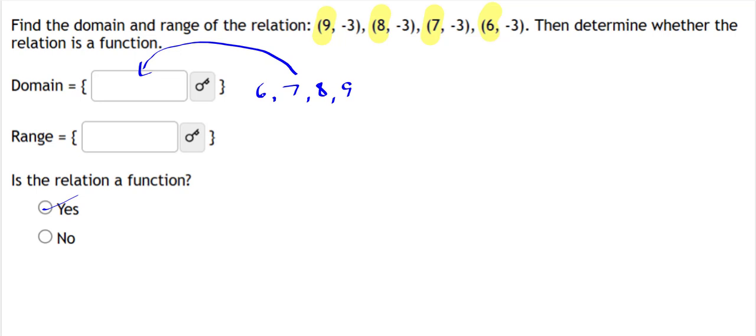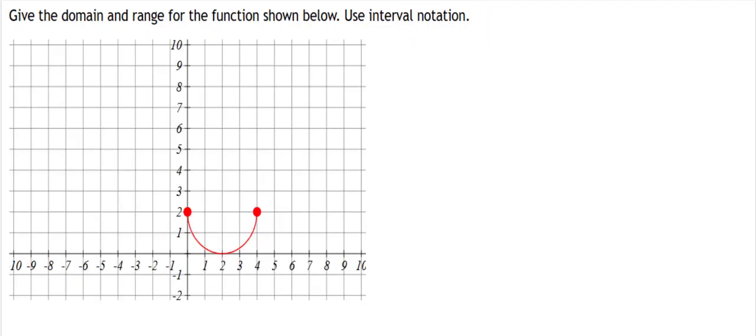Now, let's look at the range. I have highlighted the range, the y values, with green. Notice that all of them are the same, and that's okay. So the range is -3. All right. So let's look at the next problem.